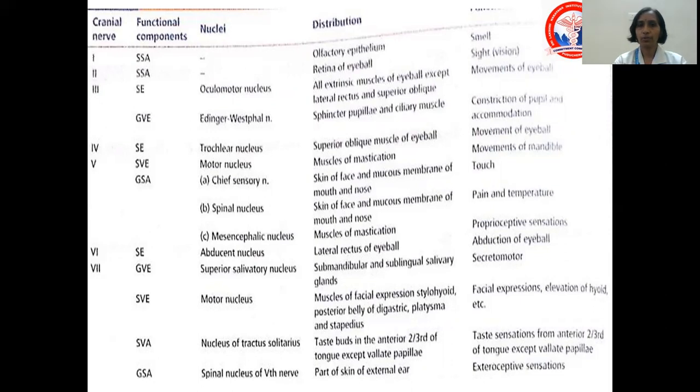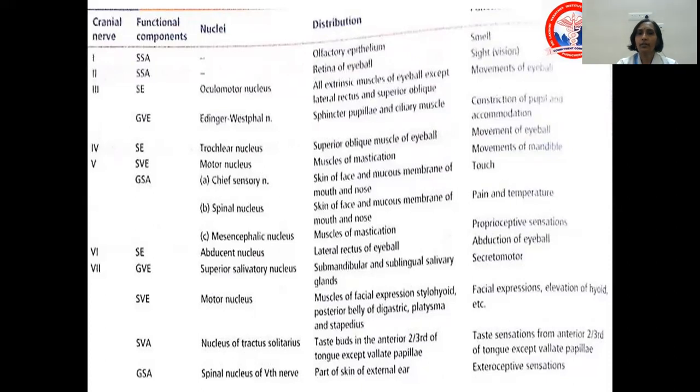The second, sensory component of the trigeminal nerve is represented by general somatic afferent, and there are three nuclei which contribute to it. One is the chief sensory nucleus, which carries touch sensation from the skin of the face and the mucous membrane of mouth and nose. The spinal nucleus receives pain and temperature sensation from the same area, whereas the mesencephalic nucleus receives proprioceptive sensation from the muscles of mastication.